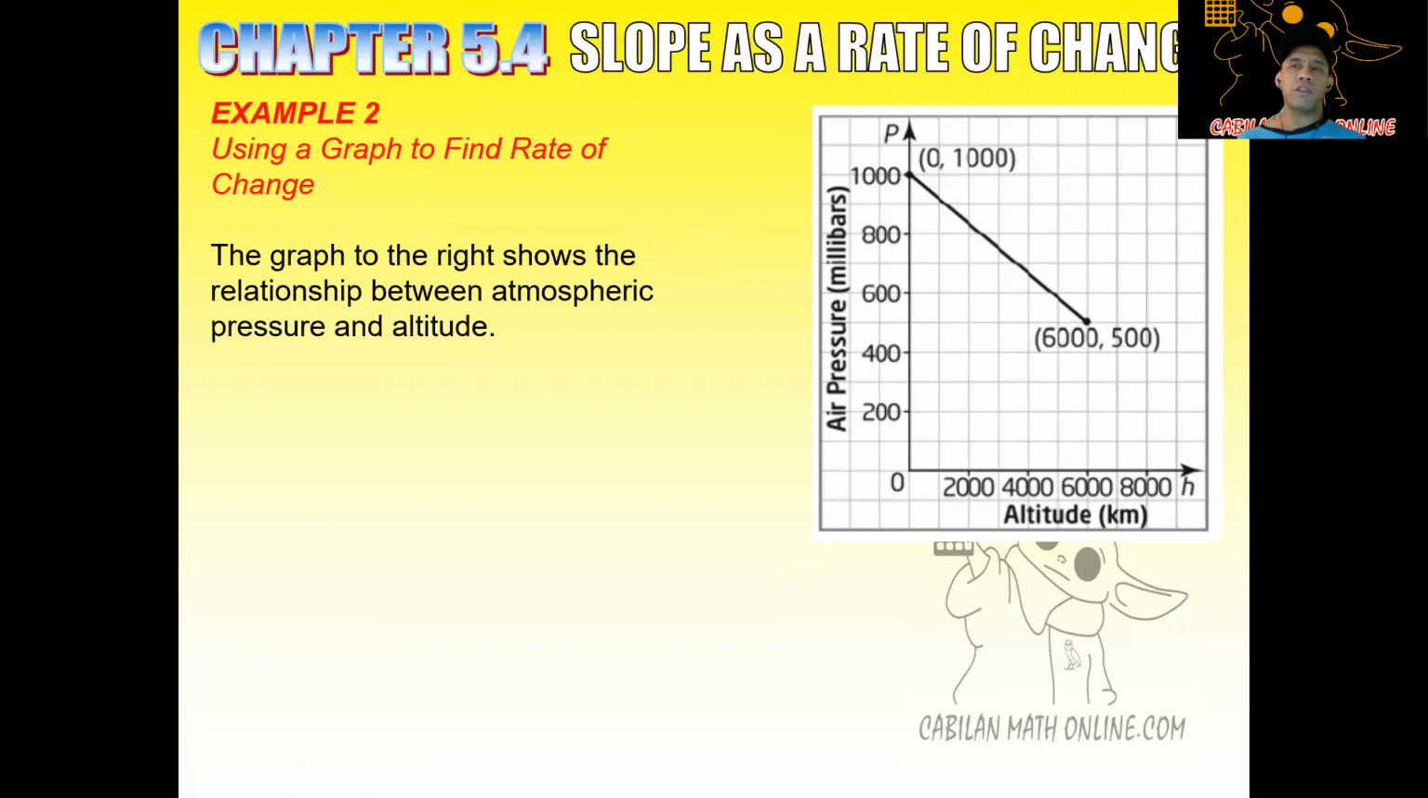So how in the world are we going to solve this problem if we're not using rise over run? Well, the way we're going to calculate the slope of this particular line is we're going to use our special formula, which I introduced to you on the first slide.